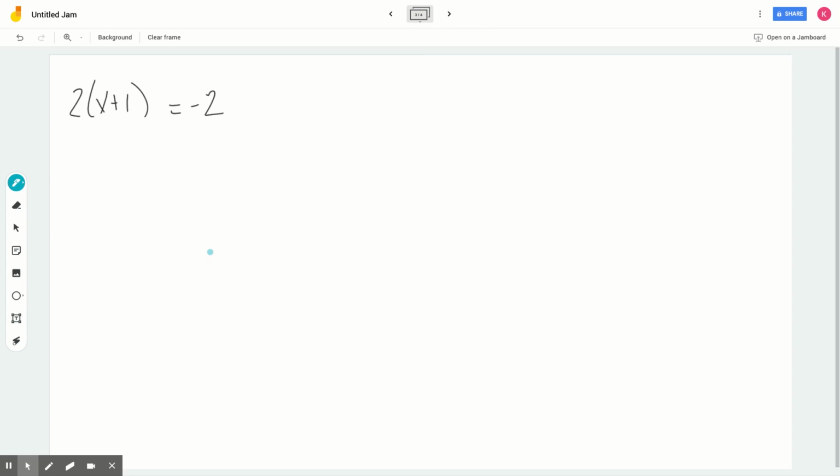All right, the next one. Again, distribute and solve. Go ahead and take a minute to try to solve this one. When you distributed, 2 times x is 2x, and 2 times 1 is 2. We needed to start by subtracting 2 from each side. 2x equals negative 4. Divide by 2 on each side. Negative divided by a positive is a negative, and 4 divided by 2 is 2. So x equals negative 2 would be our answer.